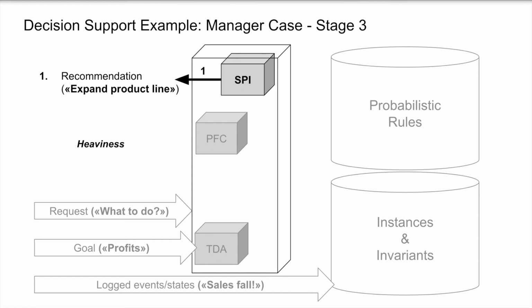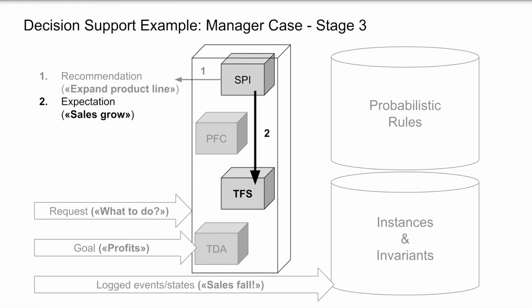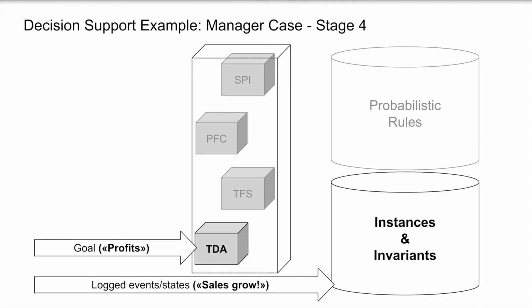At this point, the recommendation is delivered to the user, while the prediction of the state expected upon execution of the recommendation is sent to the framework implementing the theory of functional systems. In our example, extension of the product line is the best found solution for the given context. So this is given as an answer and the corresponding expectation recorded.